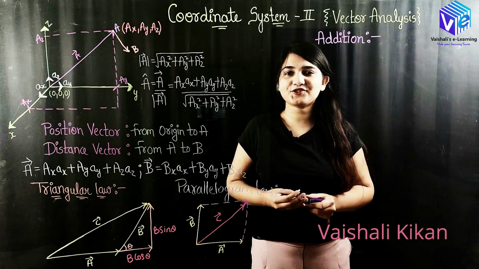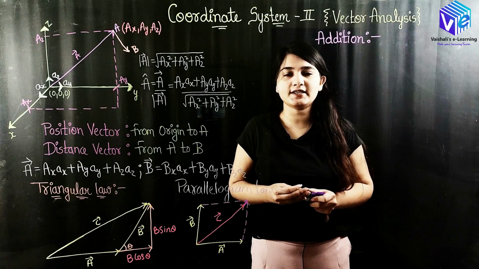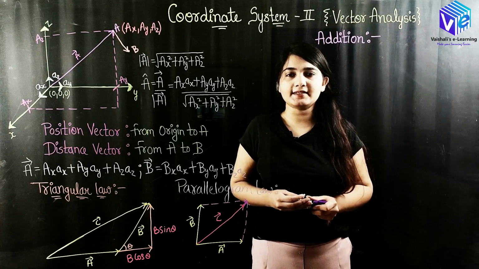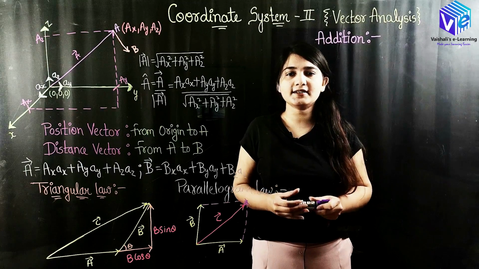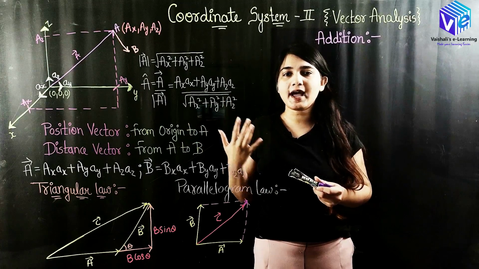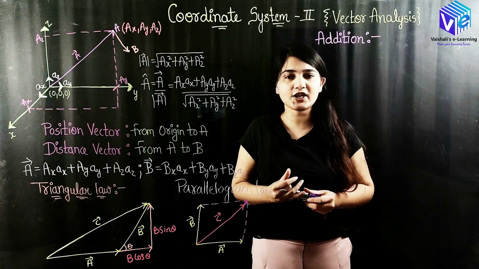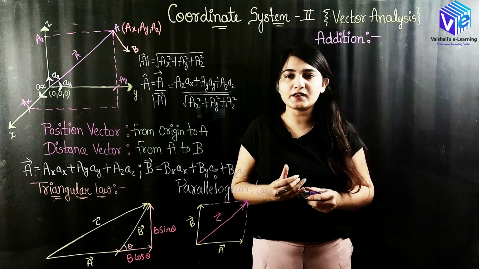We are discussing electromagnetics, or EMFT, and today in this session we are going to talk about the coordinate system and vector analysis. This is the second part of the coordinate system. Let's quickly revise what we studied in the previous part, and then we are going to start vector addition and vector subtraction in this video.